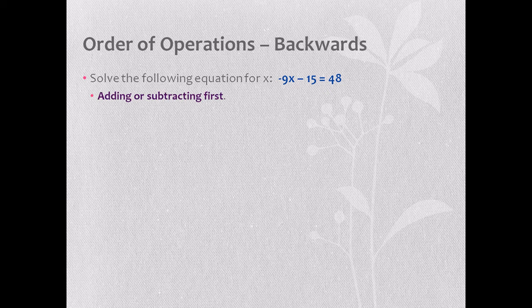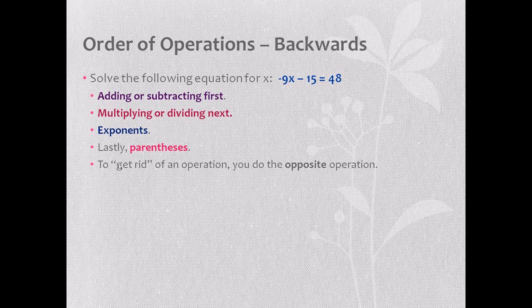So order of operations backwards means when we solve an equation, I'm first going to get rid of adding and subtracting. Then I'm going to get rid of multiplying or dividing. Exponents, and there's not a lot of exponents in the equations that you're using to solve. And lastly, I take care of parentheses. When I state get rid of an operation, that means you do the opposite. So in this case, I have take away 15, and the opposite of subtracting 15 is to add. So we're looking at opposites.